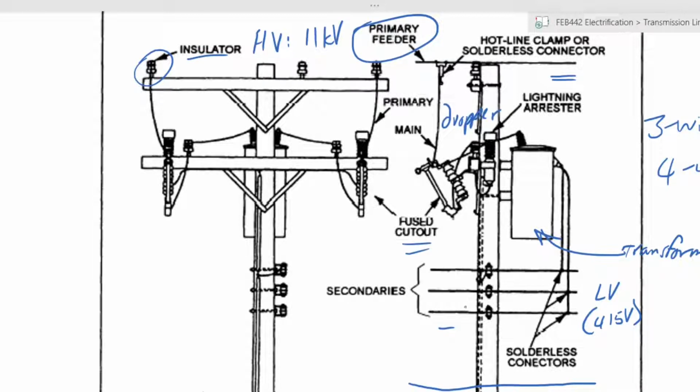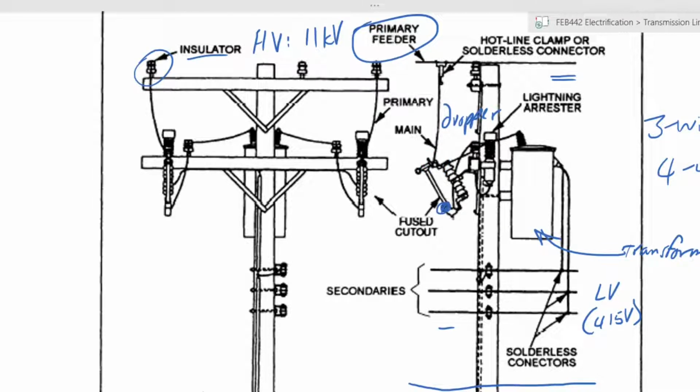Below here you have your fused cutout. The purpose of the fused cutout is that in case of any maintenance or fault work, you can safely isolate the high voltage circuit from the rest of the gear that is mounted on the pole. So in this case, the transformer and the low voltage wires. The fused cutout, you can see it is a bar that connects at the top with the dropper from the high voltage line.